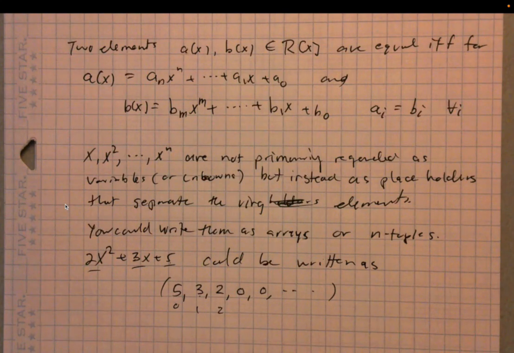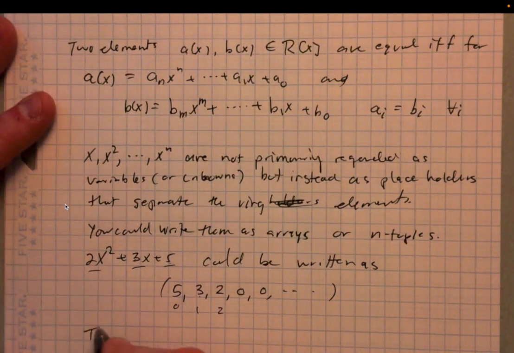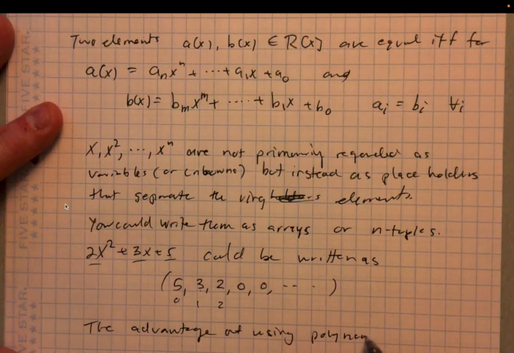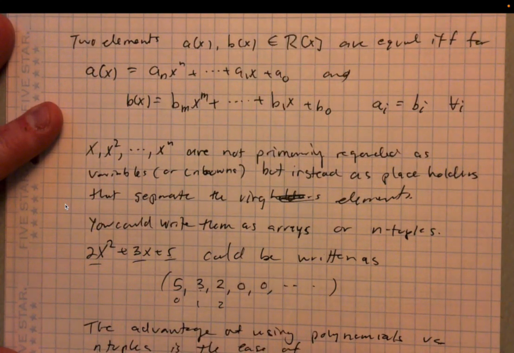The advantage with using polynomials is that it's somewhat more compact than having to write it like this. But also there's a convenience here, because usually by this point in your mathematical career, you're pretty comfortable manipulating polynomials. So the real advantage of using polynomials versus n-tuples is the ease of manipulation.